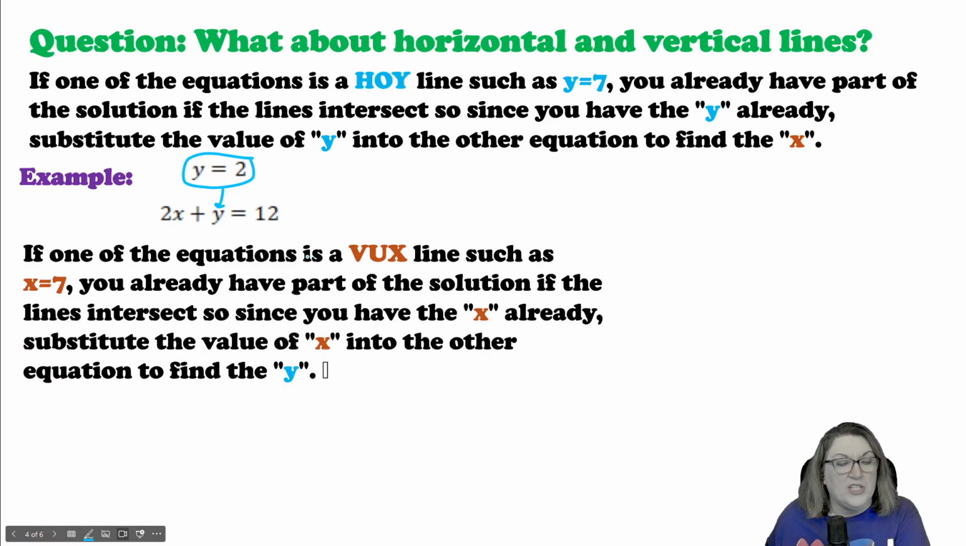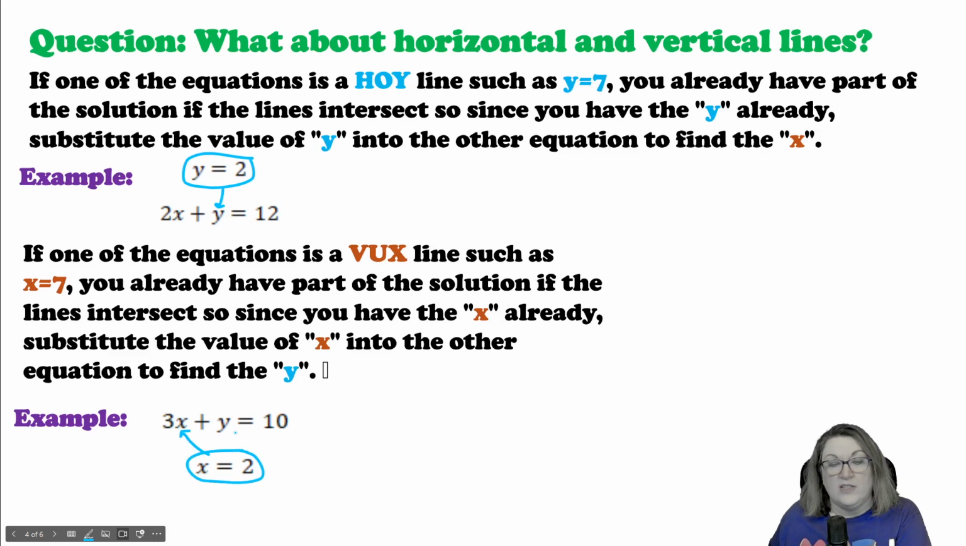If one of the equations is a vertical line, such as x equals 7, you already have part of the solution if the lines intersect. So since you have the x already, substitute the value of x in the other equation to solve for y. So if you get one of those, you're going to take the x value and substitute it in place of the x in the other equation and then solve for the y.